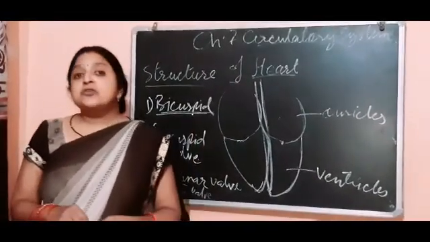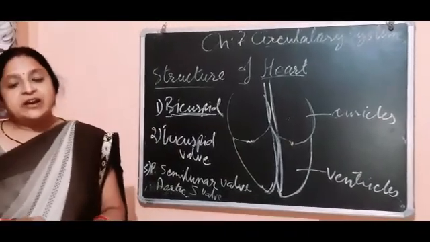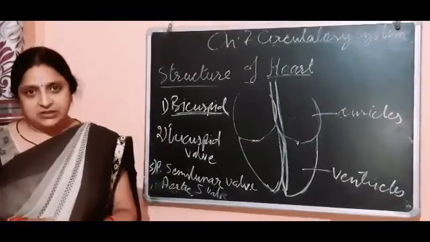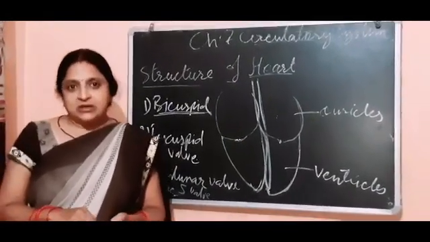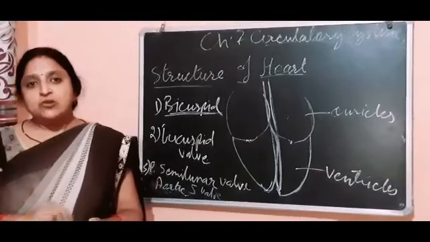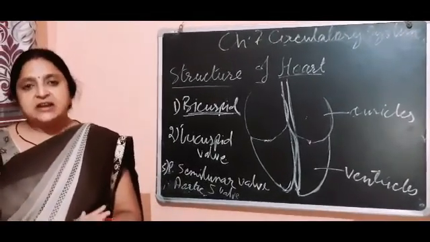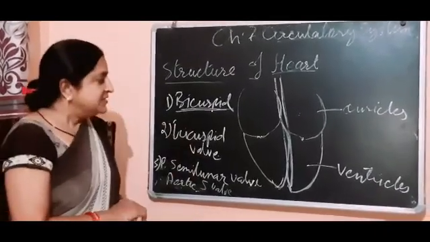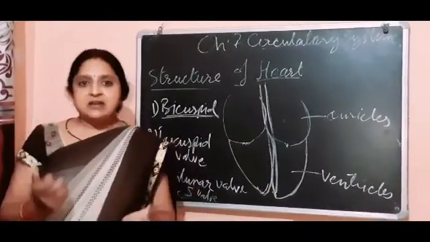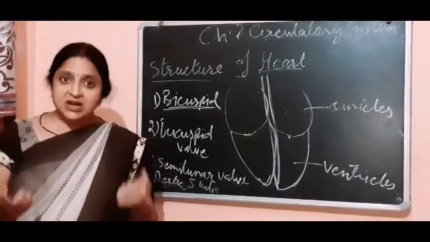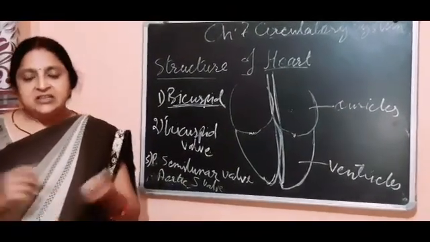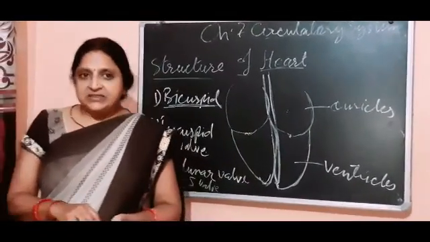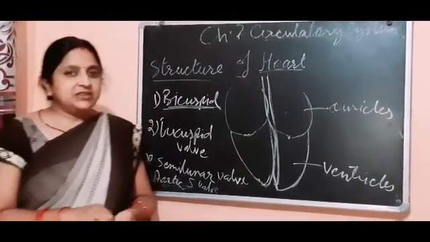And third is the coronary artery. The coronary artery supplies the blood to the walls of the heart, to the muscles of the heart. This name is very important, coronary artery. This is all about the vessels which are leaving the heart, meaning those which take the blood from the heart and distribute it. So these are the vessels which are entering and leaving the heart.